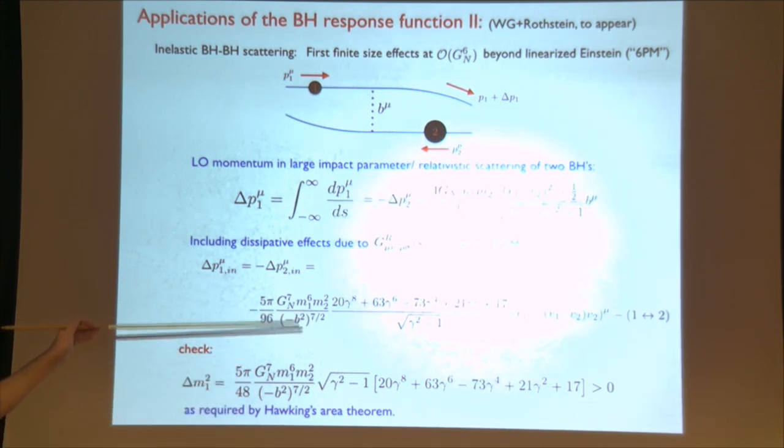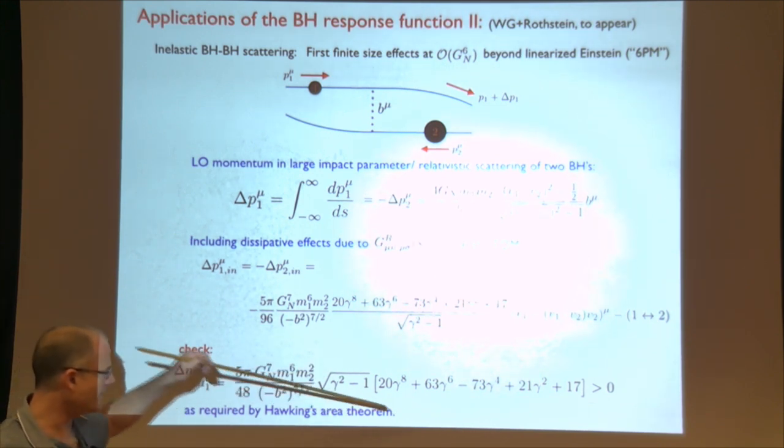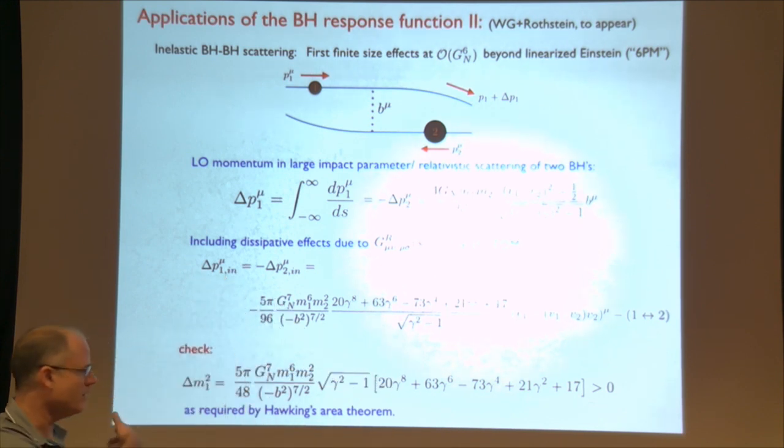And then a check is that you can use this to compute how much mass each black hole gains or loses due to this sort of tidal heating. And according to classical GR, it better be gain. And so it turns out that it indeed is purely a gain. If you plot this polynomial, I was nervous. But if you plot it, it's positive definite.